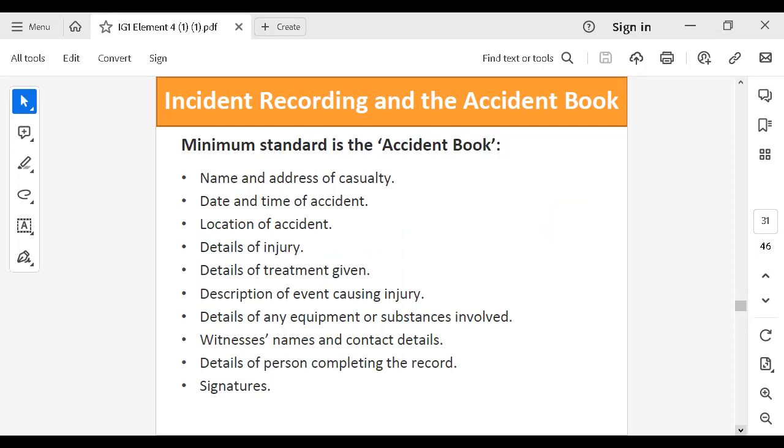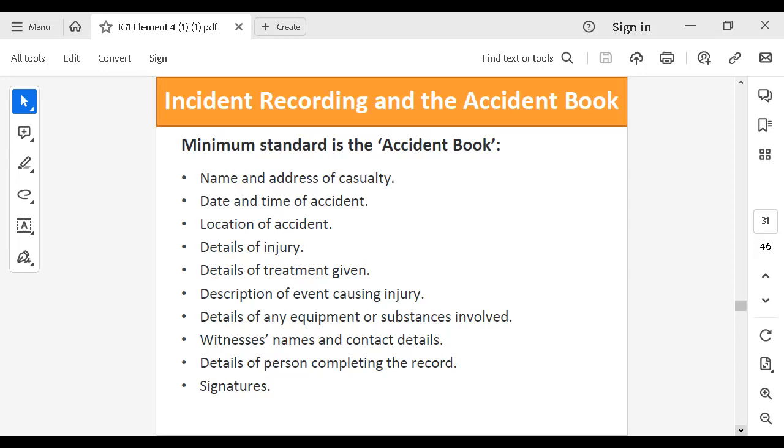Incident recording and the accident book. We have this in the companies. In this book, the minimum standard is the accident book. We need the name and address of the casualty, date and time of accident, location of accident, details of injury, details of treatment given, description of event causing injury, details of any equipment or substances involved, witnesses' names and contact details, details of persons completing the report, and signatures. These are all the elements we need in the accident book.